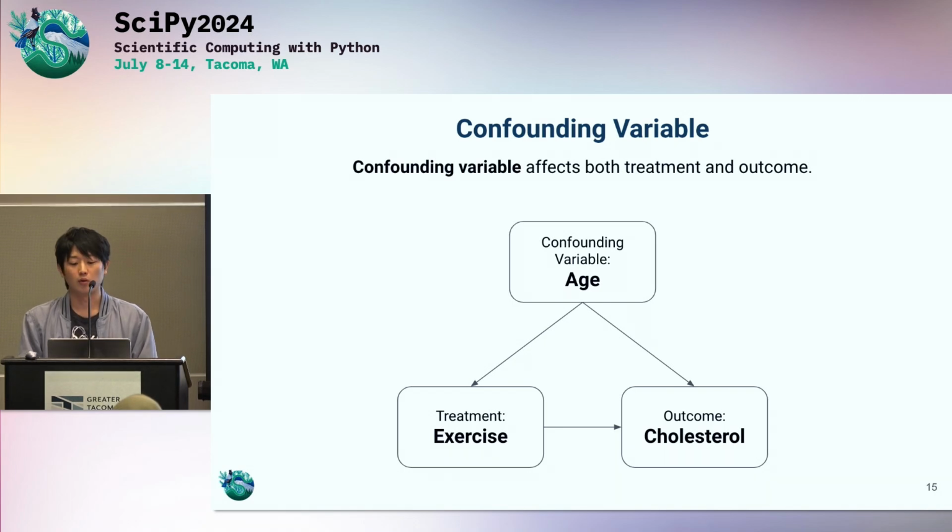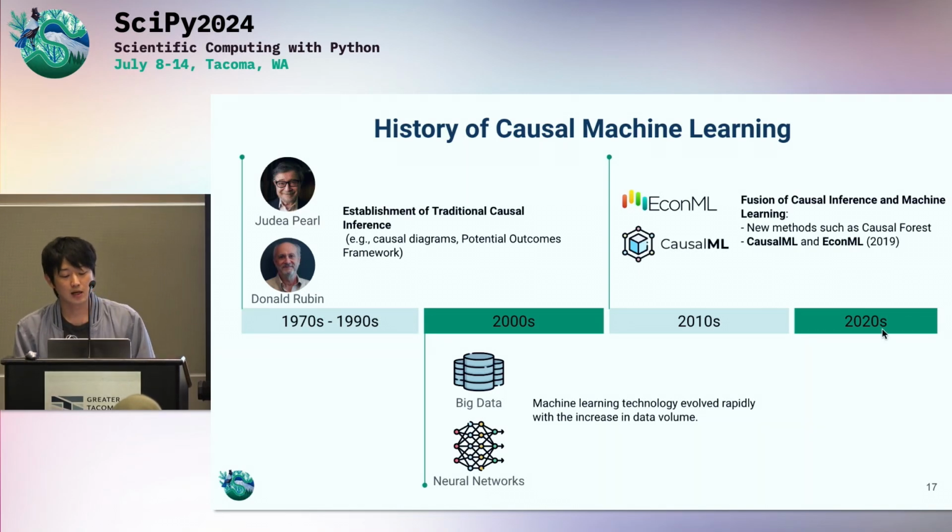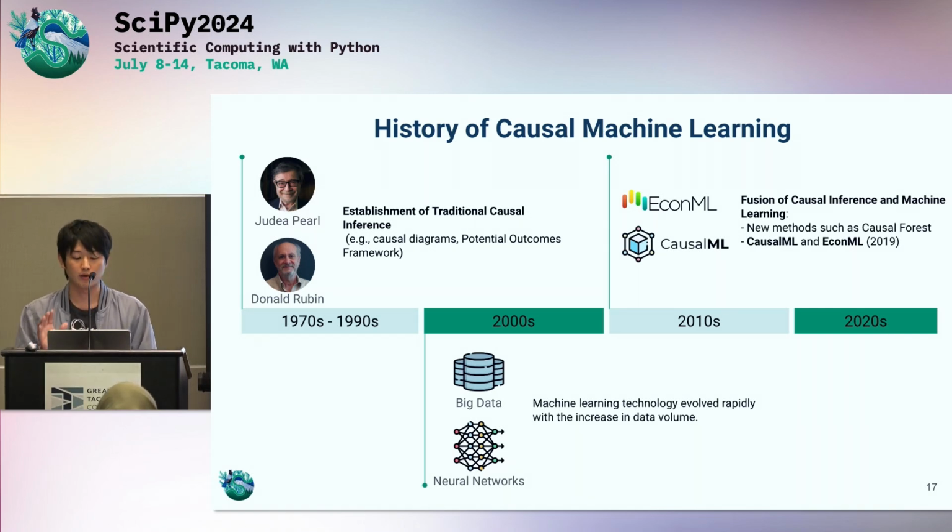So next, I would like to talk about what causal machine learning is. In recent years, algorithms combining causal inference and machine learning have been a hot topic. Today, for simplicity, I'll use the term causal machine learning to refer to causal inference with machine learning. From the 1970s to 1990s, researchers like Judea Pearl or Donald Rubin established the foundation of causal inference. Around 2010, the fusion of causal inference and machine learning began, and in 2019, user-friendly libraries such as EconML or CausalML were released. Compared to traditional causal inference, causal machine learning can manage more complex, high-dimensional data at the individual level.